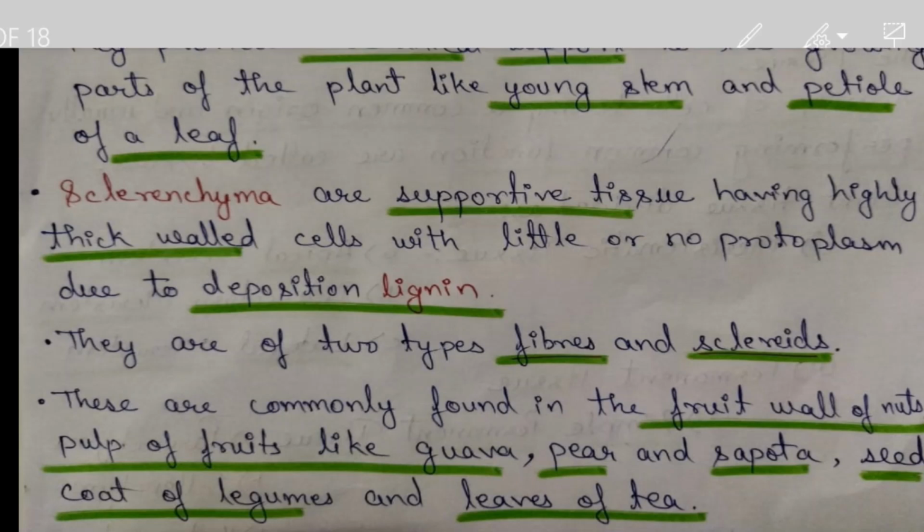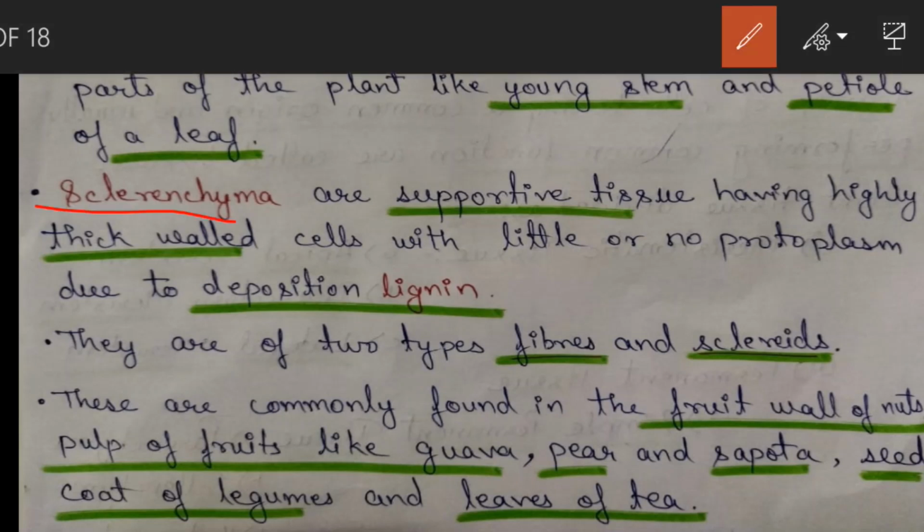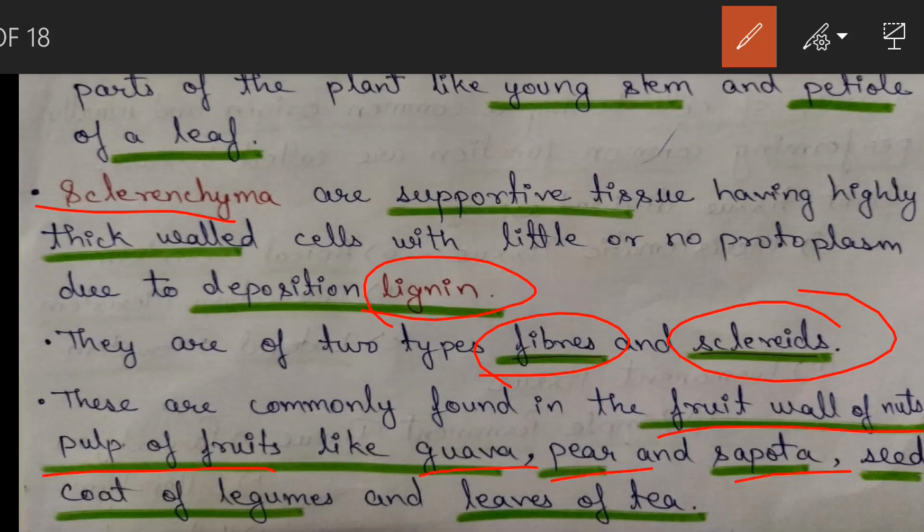The third one we have is sclerenchyma, and it is also known as dead mechanical tissue due to the deposition of lignin. A supportive tissue having highly thickened wall with little or no protoplasm due to deposition of lignin. They are of two types: fibers and sclerites. These are commonly found in fruit wall of nuts, pulp of fruit like guava, pear, sapota, seed of legumes and leaves of tea.